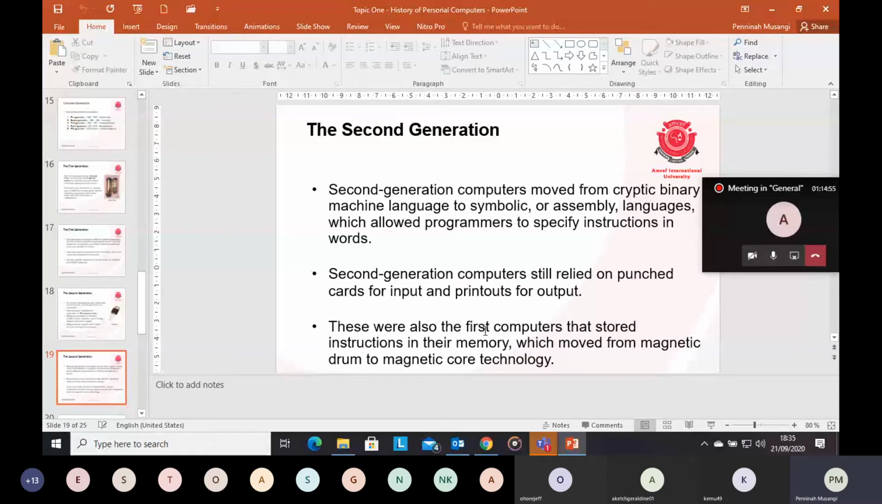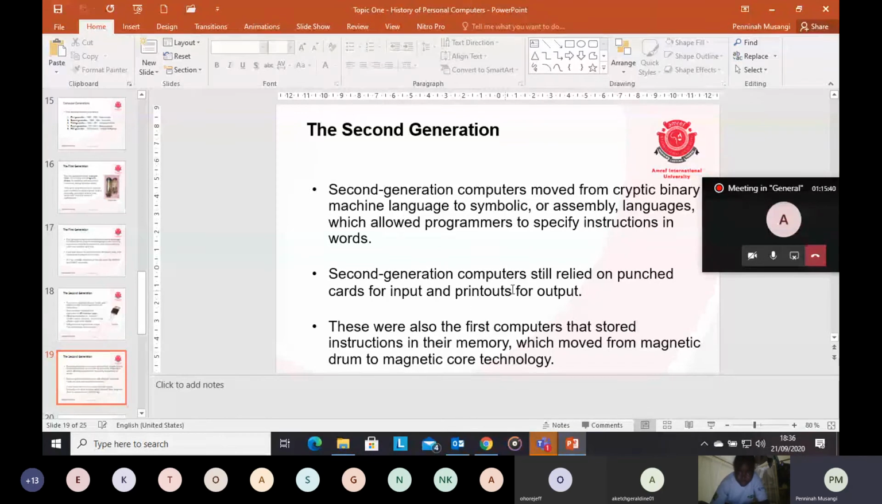Second generation computers moved from cryptic binary machine language, which we said was the lowest level of programming language, to symbolic assembly languages, which allowed programmers to specify instructions in words. Initially, machine language was in terms of binary digits, 1s and 0s. The computer could understand those instructions, but as a human being, you could not. But in the era of second generation, programmers could issue instructions in words which human beings could understand.